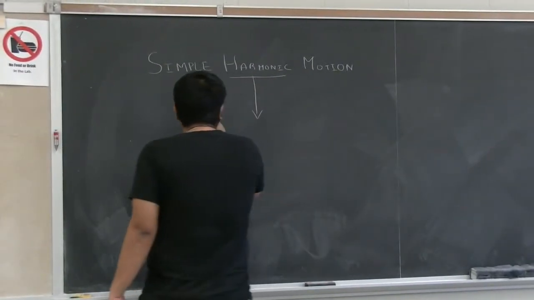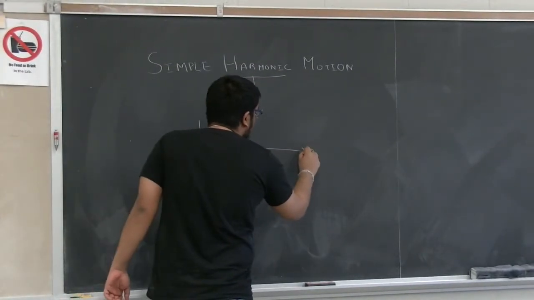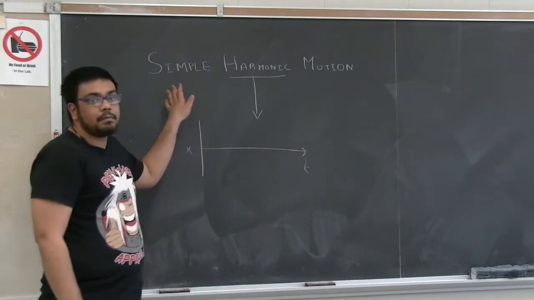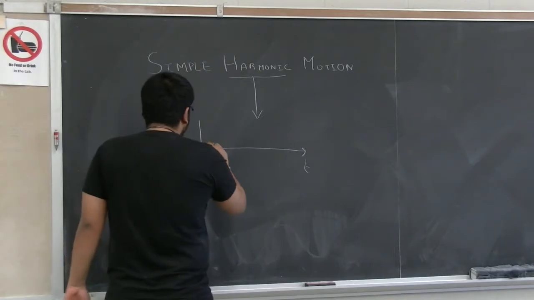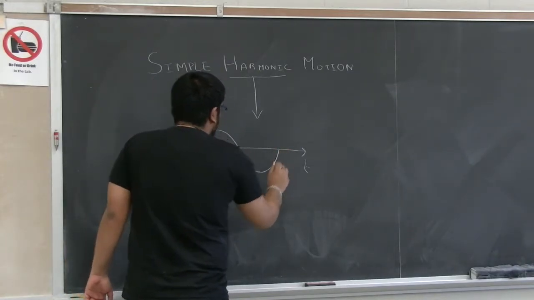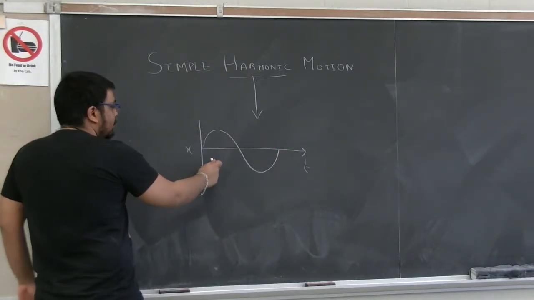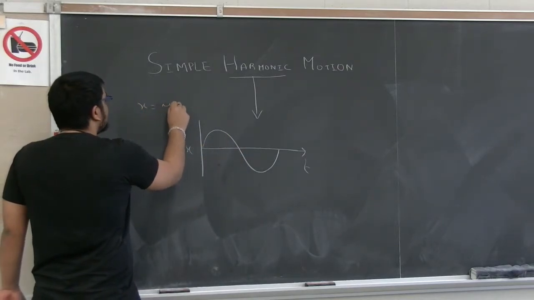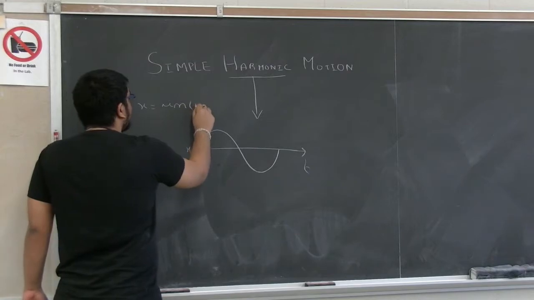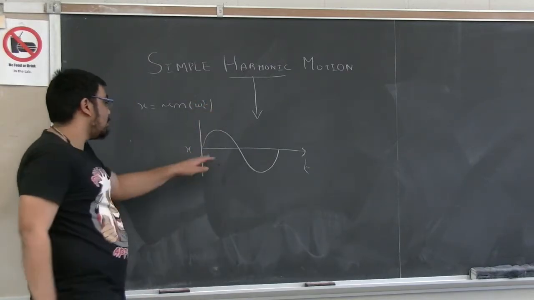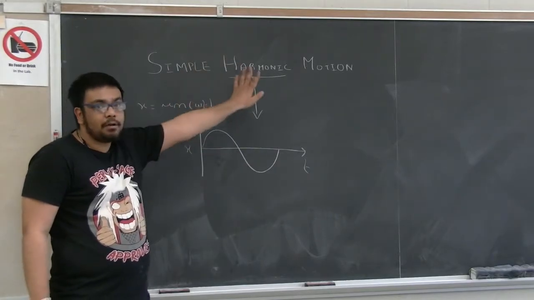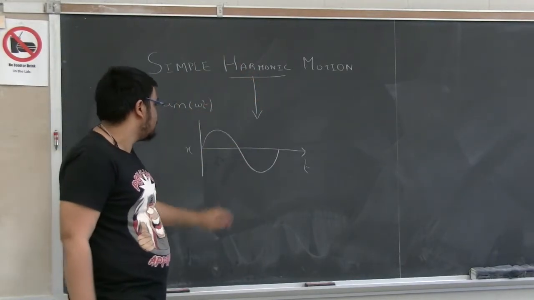So if we plot the position versus time graph for a body undergoing simple harmonic motion, we should get something like this. And this looks like a sine curve. So if you plot the function x equals sine omega t, then you should get a graph like this. And this is the signature of simple harmonic motion. So that's what harmonic means.